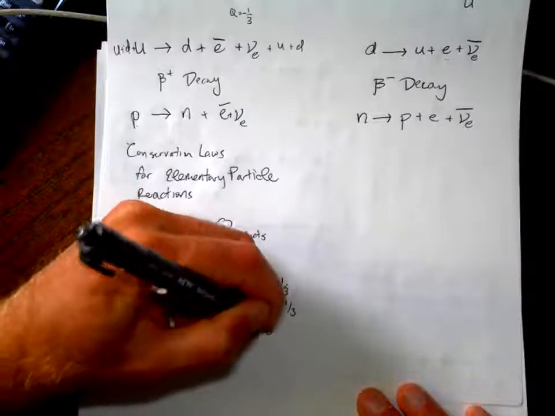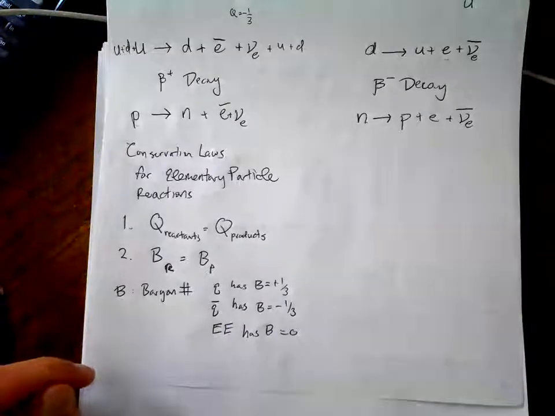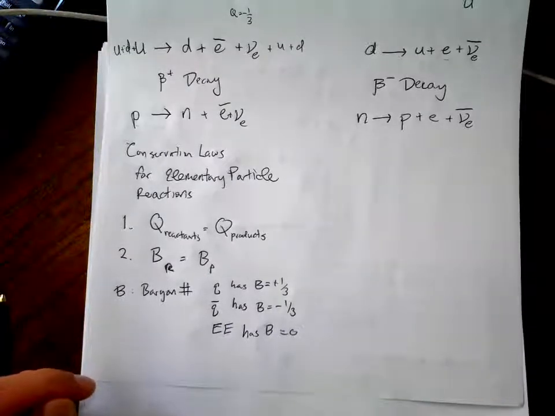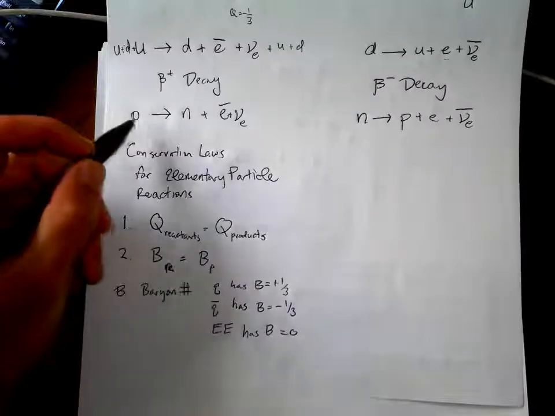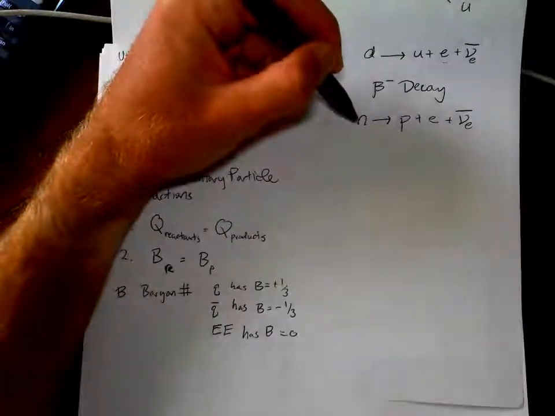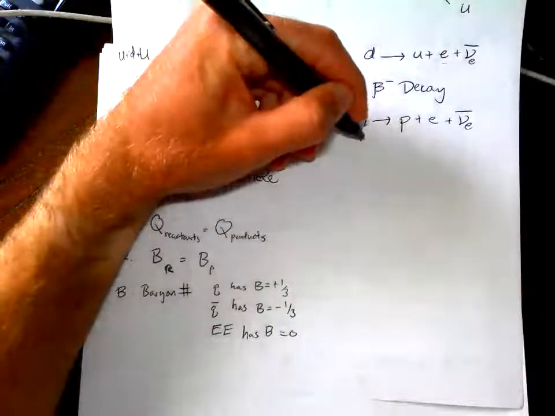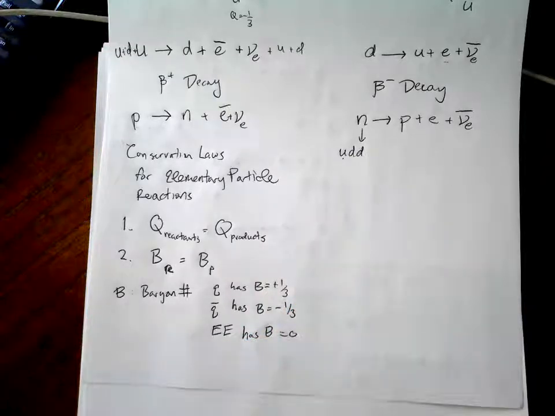So baryon number, any type of matter that is made up out of quarks is often called baryonic matter. For example, protons and neutrons are called baryons. What would be the baryon number of a neutron, for example? Plus 1/3 plus 1/3 plus 1/3, the baryon number is 1. So a baryon has a baryon number of 1.